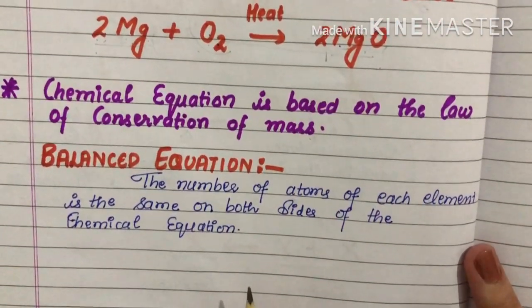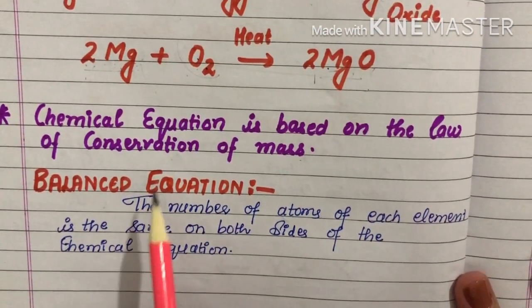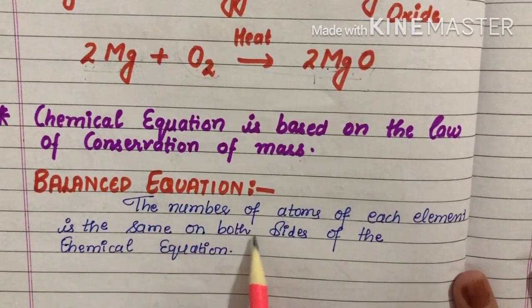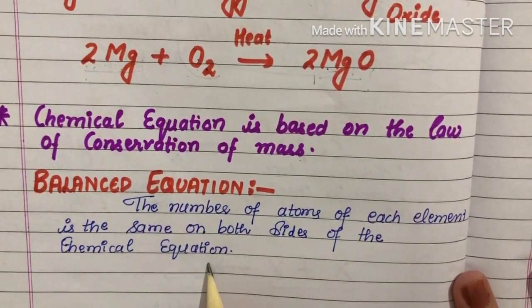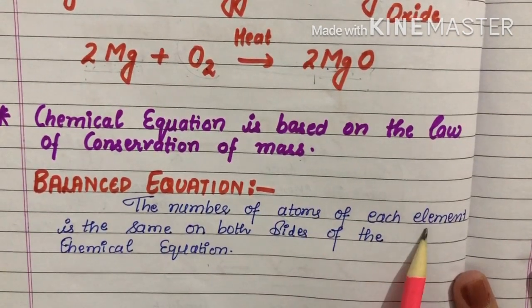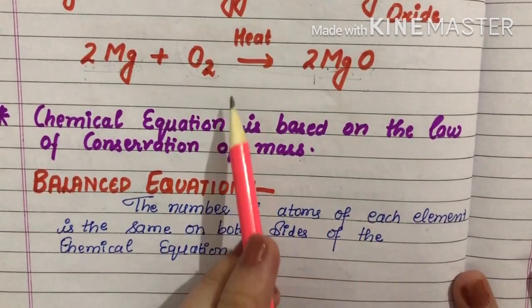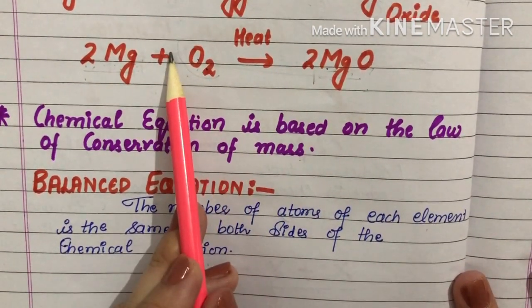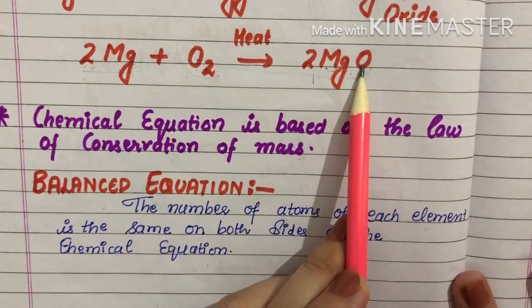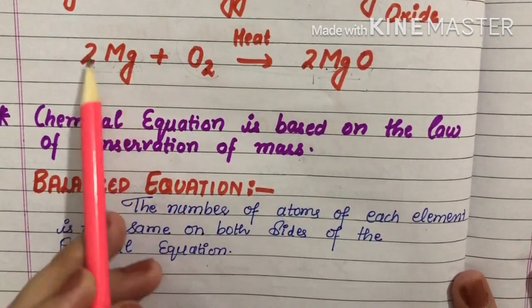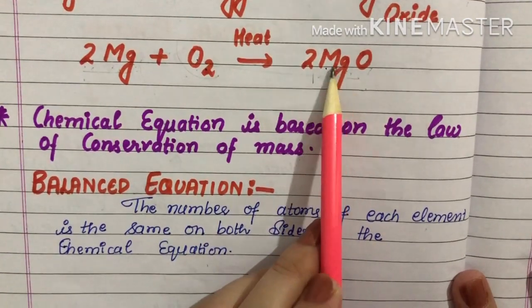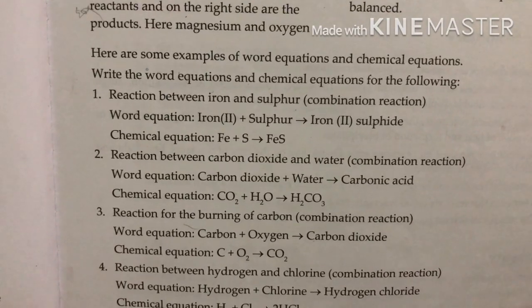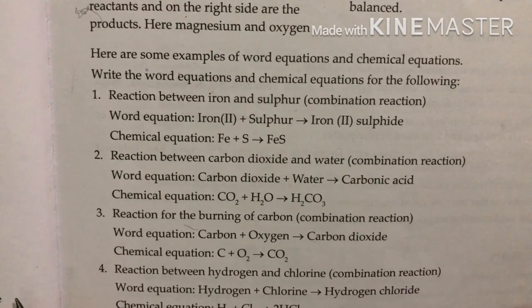Next is the balanced equation. A balanced equation means the number of atoms of each element is the same on both sides of the chemical equation, that is, on the left-hand side of the arrow and the right-hand side of the arrow. If there are two magnesium atoms, then on the product side there are also two magnesium atoms. Let us see some examples on page number 69 of your book.